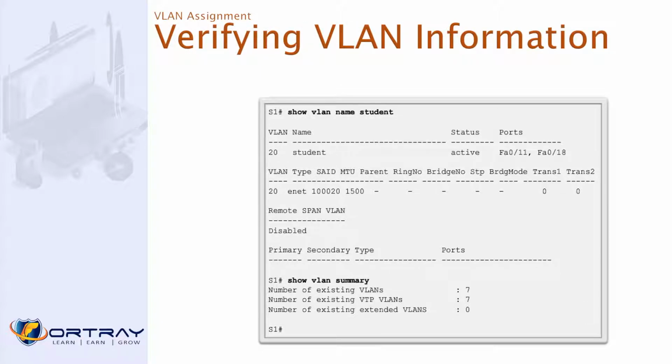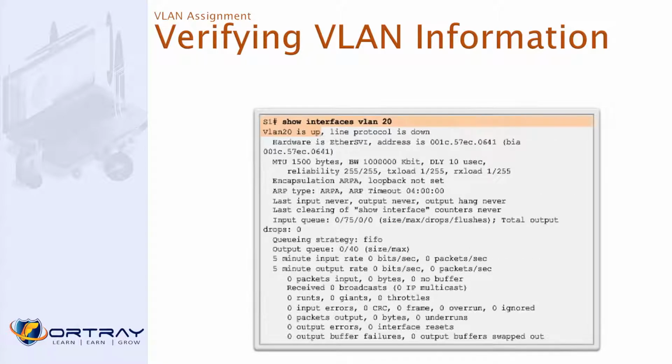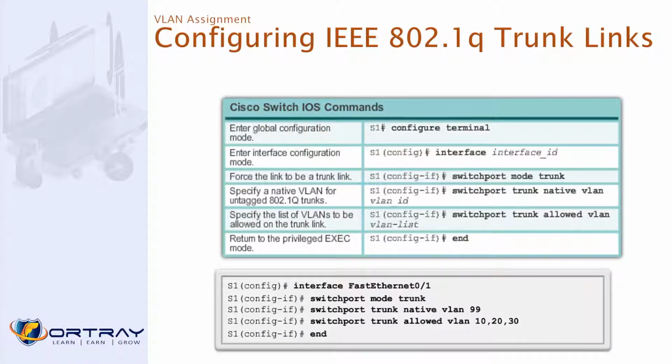To verify the VLAN information, use show VLAN name student, for example, which was previously created. Use show interface VLAN as well if you want to check an SVI. Next is configuring trunk links.